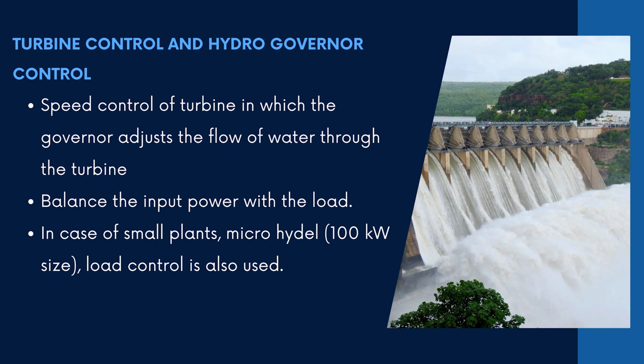In case of small plants, like a micro hydel of capacity 100 kilowatt or less, load control is also used, where excess load is diverted to a dummy load to maintain constant speed. With an isolated system, the governor controls the frequency. In an interconnected system, the governor may be used to regulate the unit load and may contribute to the system frequency control. Now, let us talk about considerations for selecting a governor and control system.